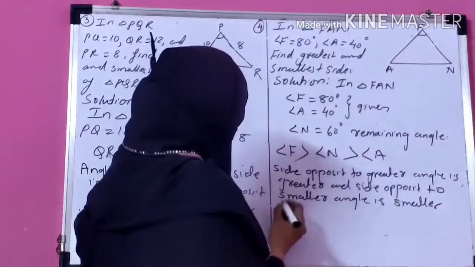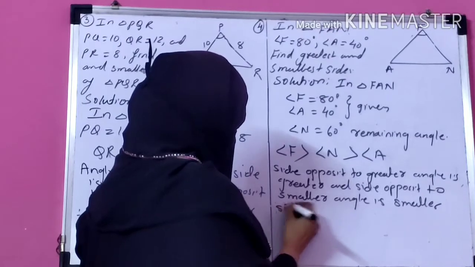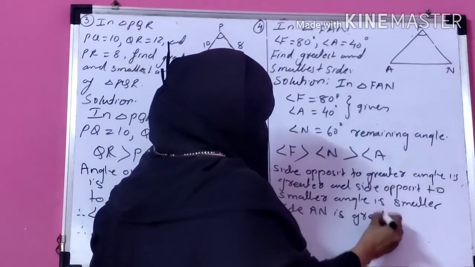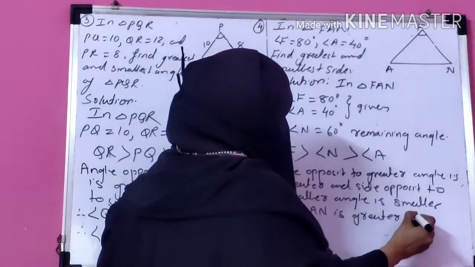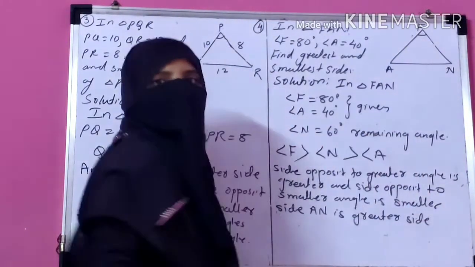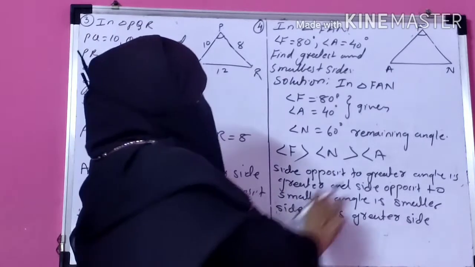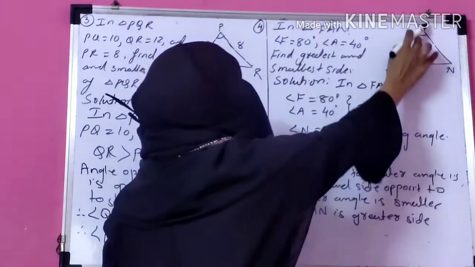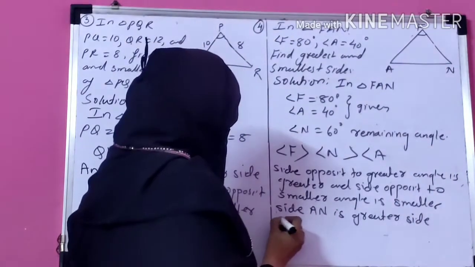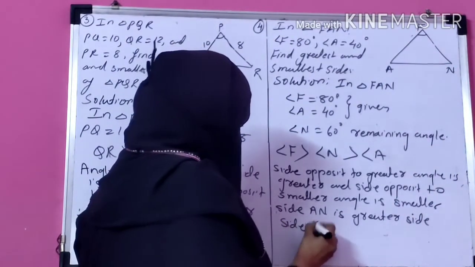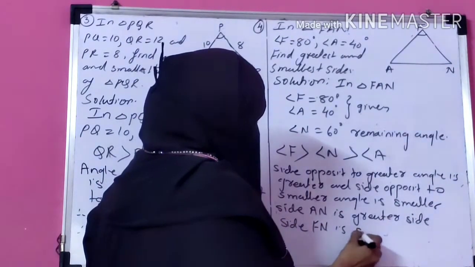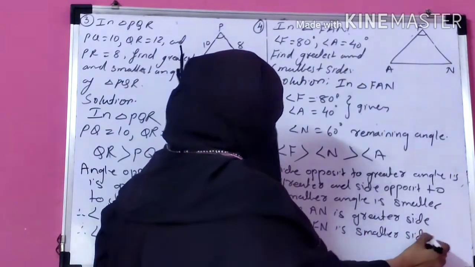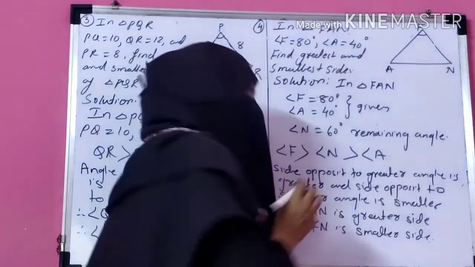The side opposite to F is AN, so side AN is the greater side as it is opposite to the greater angle. The side opposite to the smaller angle: here the smaller angle is angle A, and the side opposite to angle A is FN, so side FN is the smaller side. So here we found the greater and smaller side.